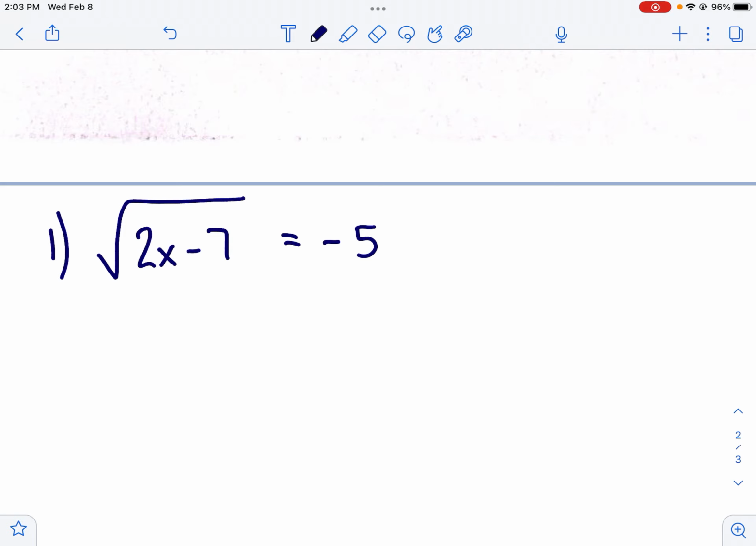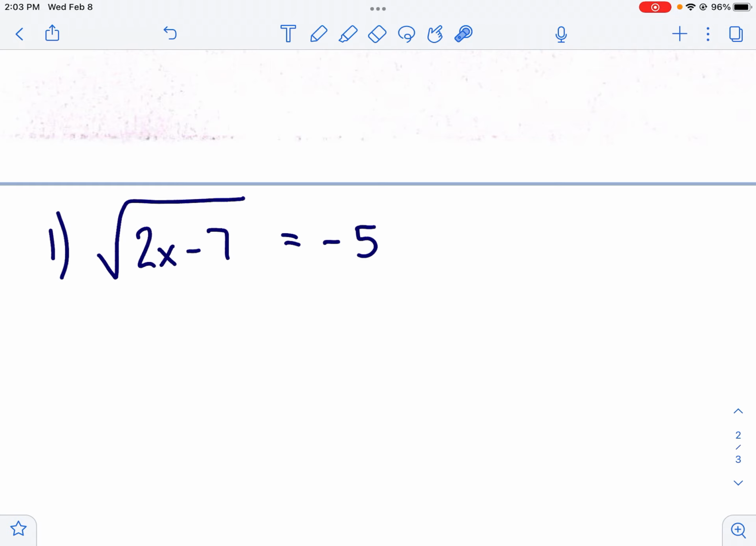When you are solving radical equations, there's really just 3 main steps to solving these. The first thing to do is to isolate your radical. In other words, we need to get the radical by itself. Now, in number 1, the radical is already by itself. It's all by itself on this side of the equation. So we can skip that step.